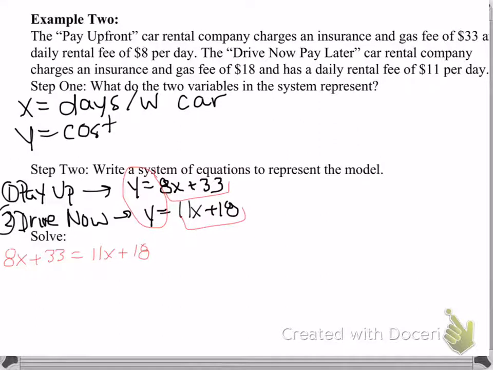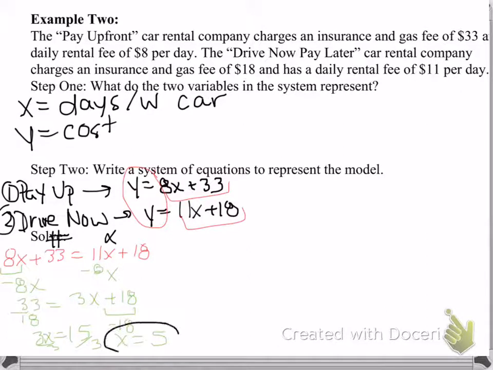Well, we gotta solve. We gotta get our x on one side and our number on the other side. So let's go ahead and move over this 8x. So minus 8x on both sides. So we have 33 equals 3x plus 18. Well, now we got to move over our 18. So minus 18 on both sides. So 3x equals 15. Divide by 3. x equals 5. So what this is saying is, if you have the car for 5 days, it doesn't matter which company you use, it's going to be the same price.